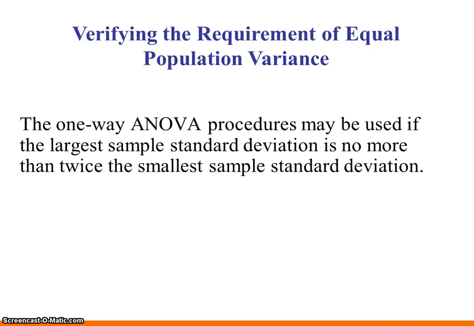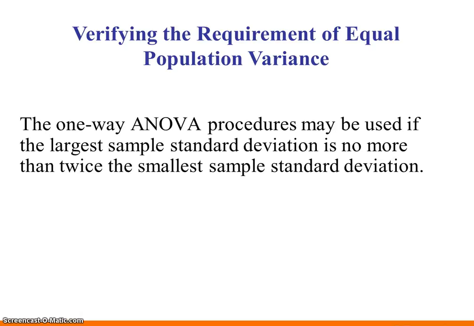So as far as verifying the requirement of equal population variance, the one-way ANOVA procedure may be used if the largest sample standard deviation is no more than twice the smallest sample standard deviation. Again, a lot of these requirements you won't have to worry about in practice on the homework, but in real life when you're conducting an experiment, you'll more likely have to do that.